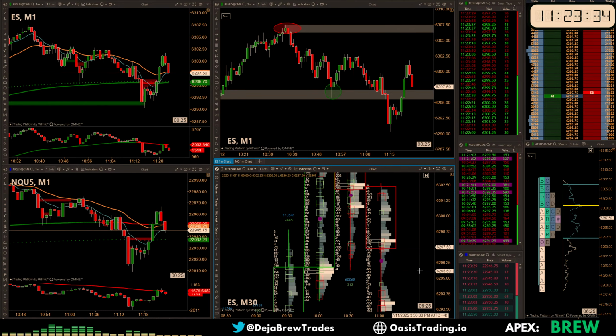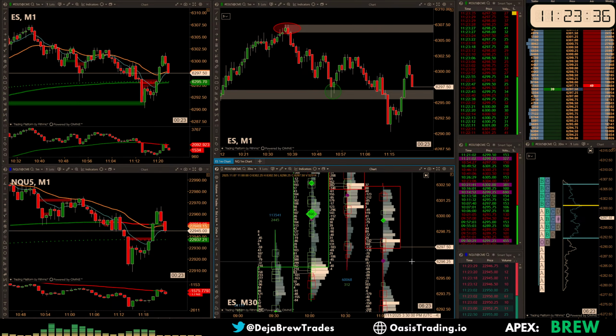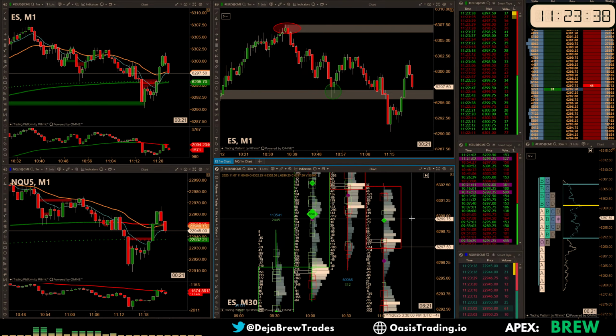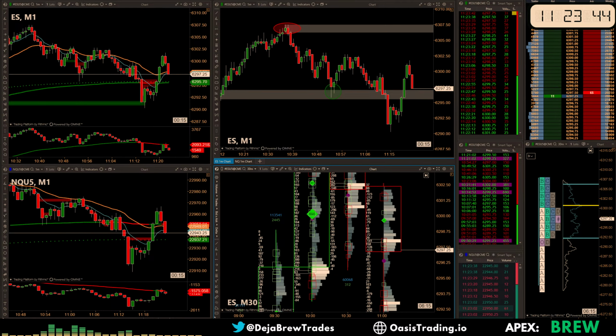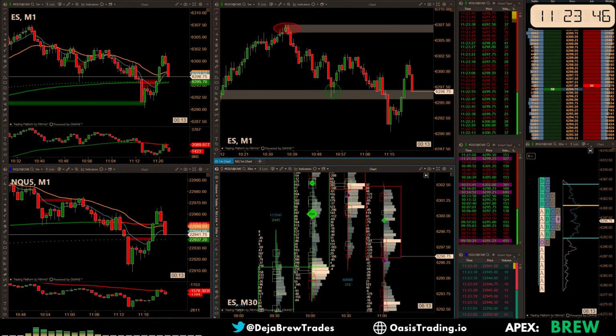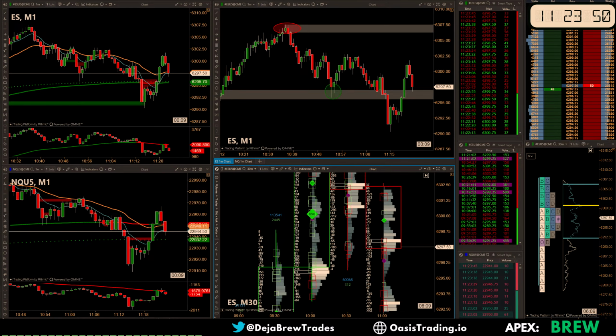So that's a good way to confirm your levels. If you have a specific level in mind where you think there's going to be stops being triggered, confirm it on the delta. So take a look at the delta and see if it's spiking. If it's not spiking, then there's probably not a lot of stops being triggered there.